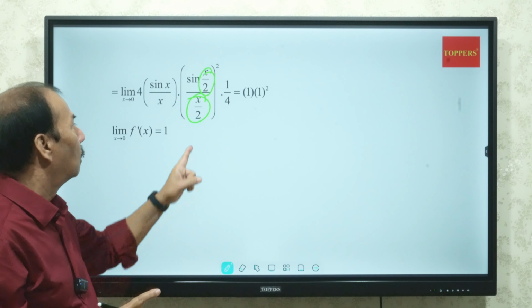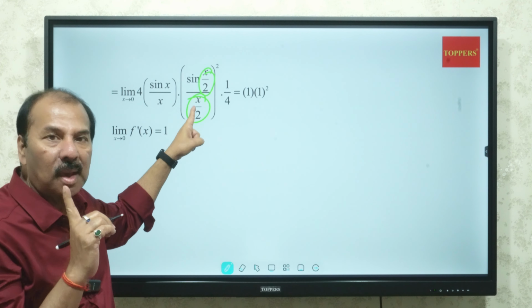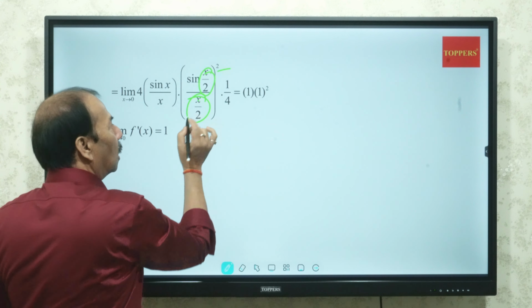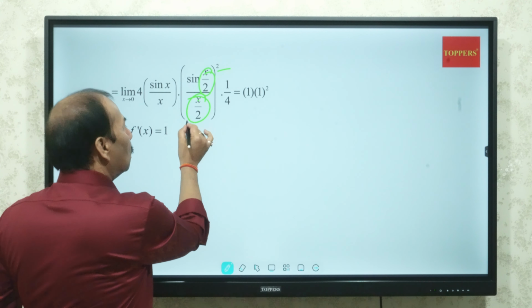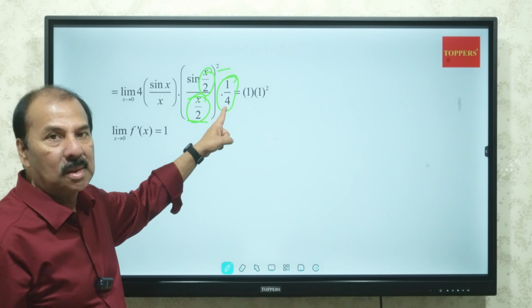Only x cube. But when we have used this x by 2, it means you have introduced an extra term, and that is 1 by 4. X by 2 whole square means x square upon 4. So 1 by 4 has been introduced extra here in the denominator. So the numerator has to be multiplied by 1 by 4. So that is done here.